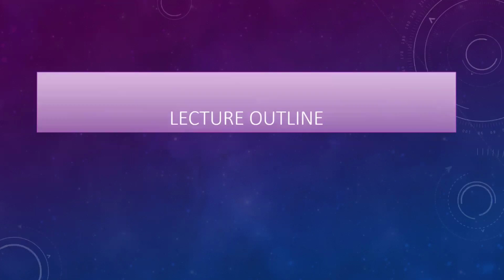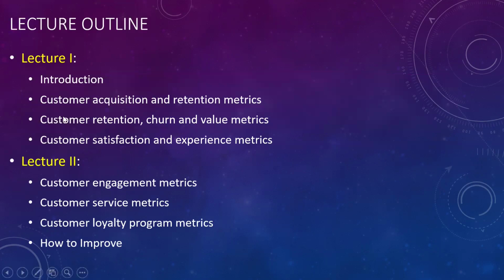So this is my lecture outline. These were the topics in my first lecture, where introduction was there, and these three categories of the customer analytics matrix were there. In my present lecture, which is lecture 2, I will talk about customer engagement matrix, customer service matrix, customer loyalty program matrix, and finally, I will talk about how to improve all these metrics, both which are included in lecture 1 and which are included in lecture 2.